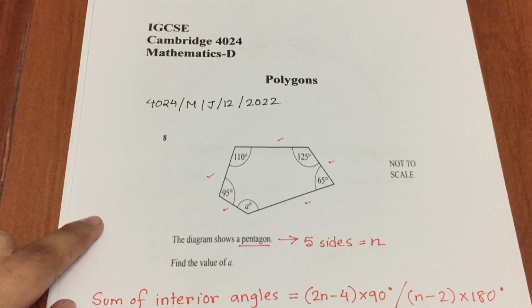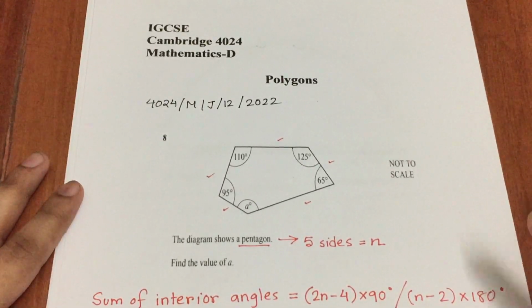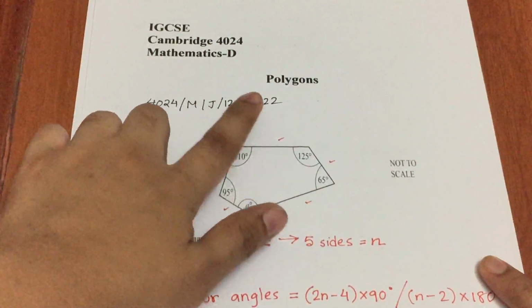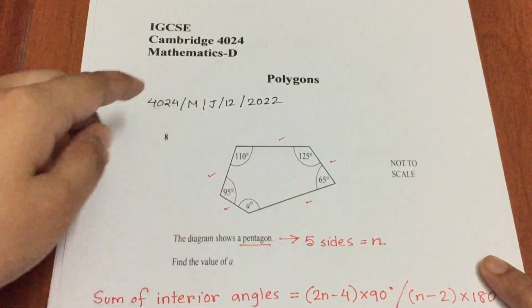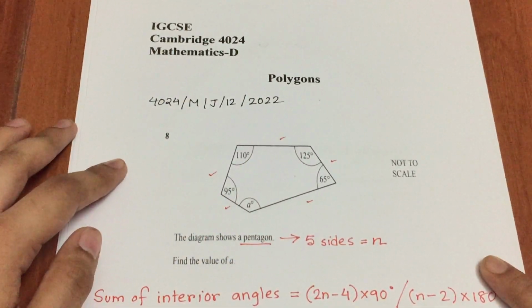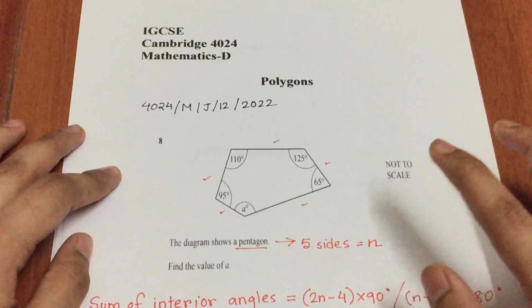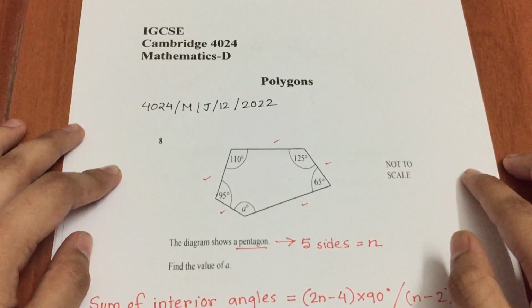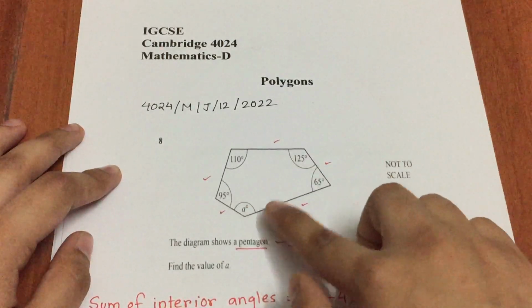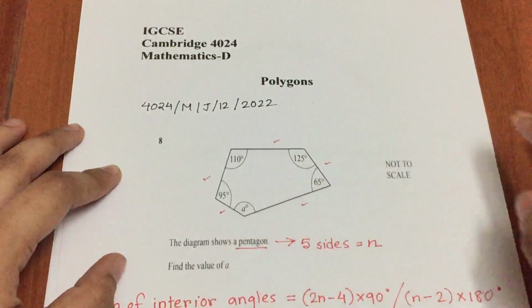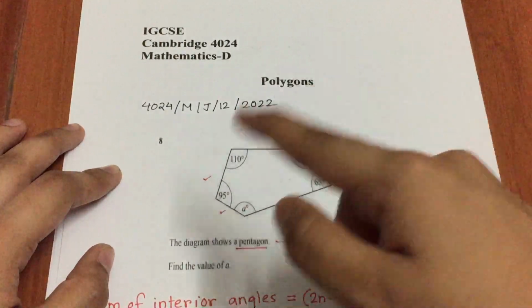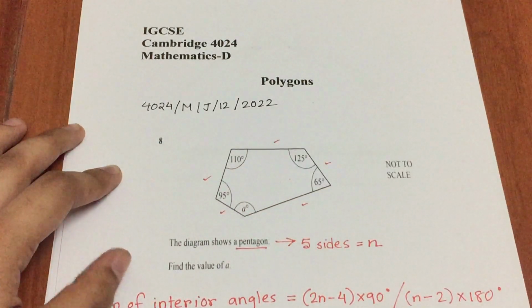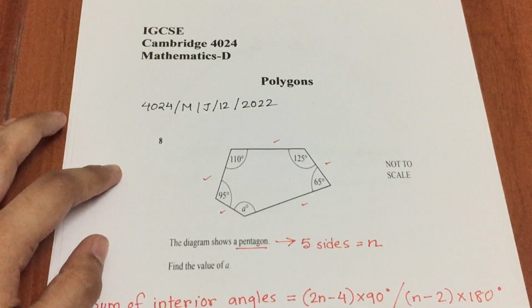So let's get started. Okay, so as you can see here, this question is from 4024 May June 2022. The variant is 1-2 and it's question number 8. There is a polygon drawn here with some interior angles like 110, 125, 95, A and 65. The question says the diagram shows a pentagon. So this is a pentagon because there are 5 sides, 1, 2, 3, 4 and 5. We have to find out the value of A.